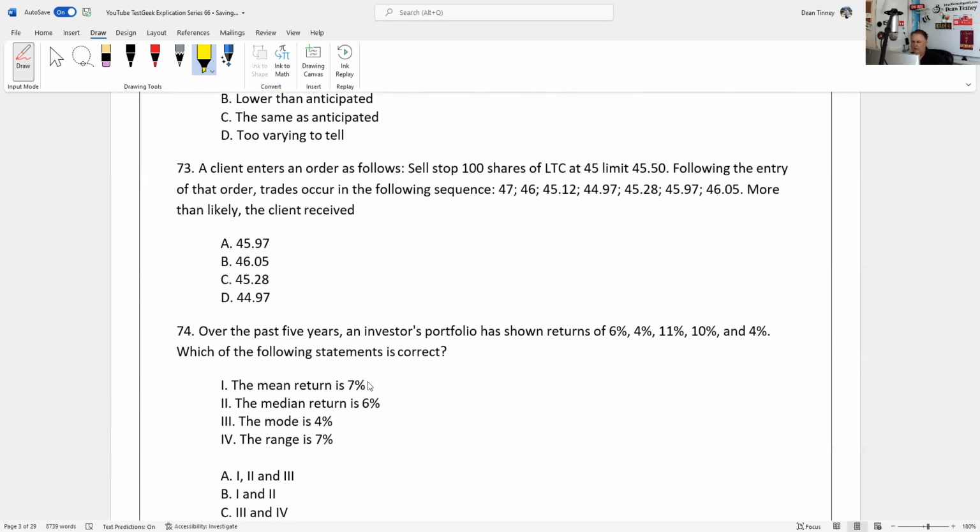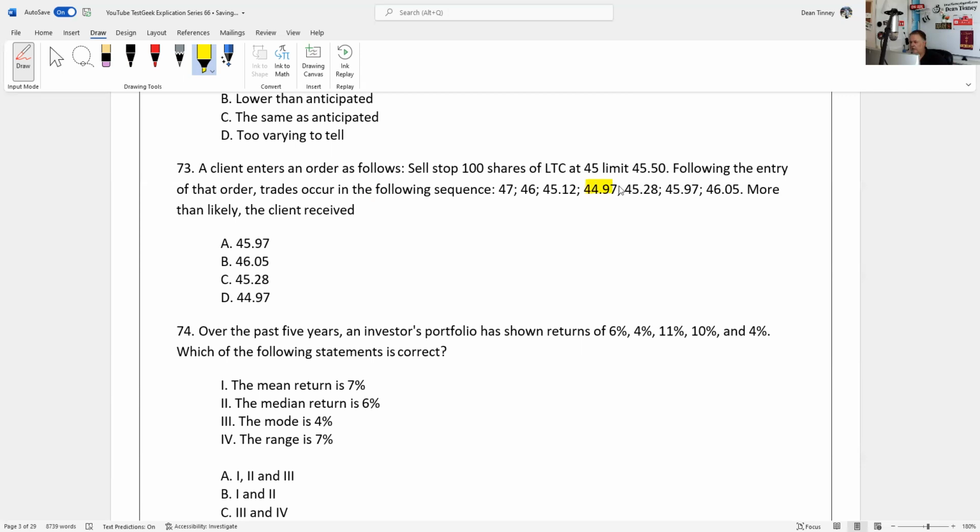Client enters an order to sell stop at 45, limit of 45.50. So remember, sell stop, I'm looking for two things here. So I'm watching CNBC, and on the bottom of CNBC, there's a tape going by. And the first thing I'm looking for is a trade at or through 45. And then I'm telling my investment professional, sell it, but only if I can get 45.50 or more. So now we go through the sequence of trades looking for a trade at or through 45.